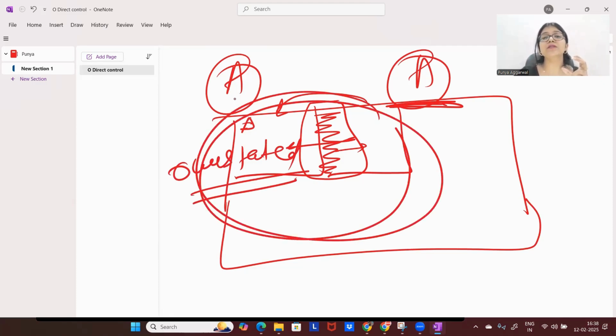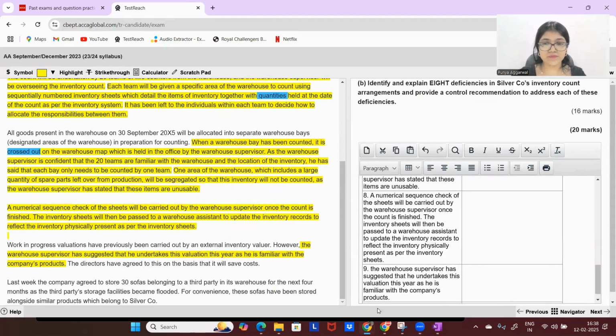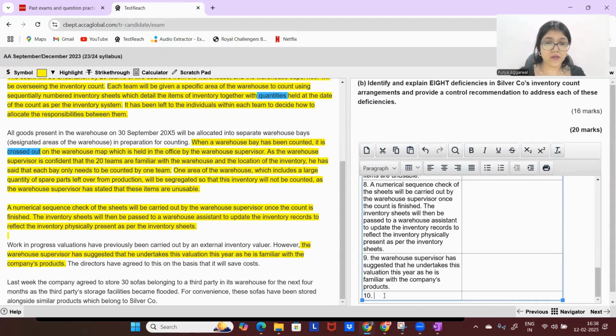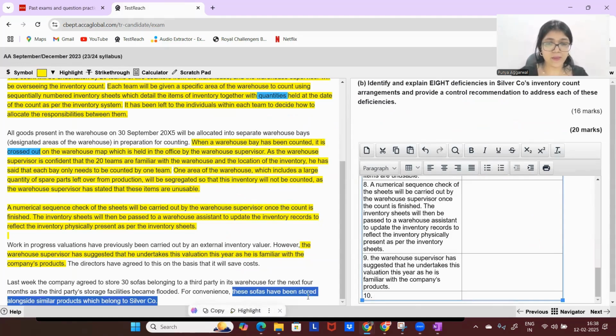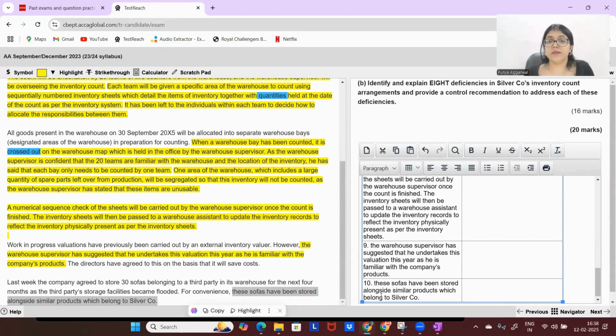because this is being kept in the same warehouse, right? So you can put a recommendation that some other dedicated area should be there for the third party wherein it is not being kept with our goods in the warehouse, because the product is also the same. If the product were different it would not matter as much, but when the product is also the same, it can lead to issues of overstated inventory, right? So here the last line, these sofas have been kept with, this is our deficiency. Right, guys, I hope this question was clear to you.